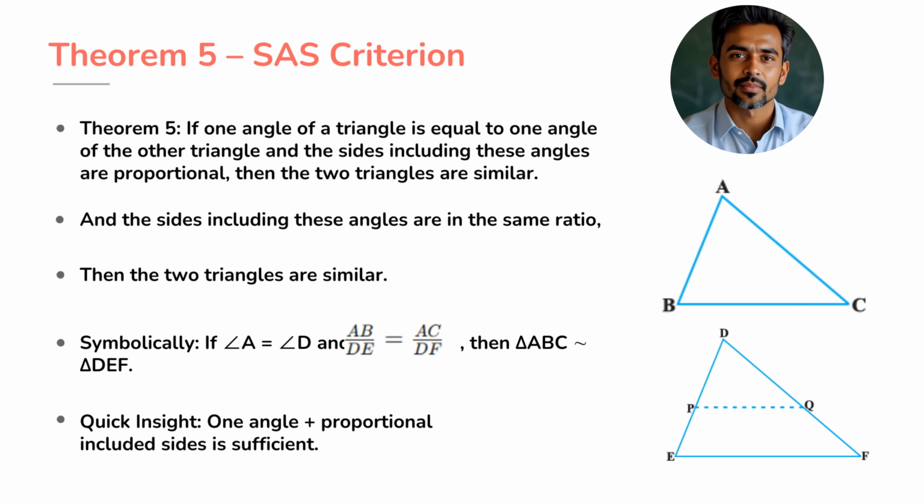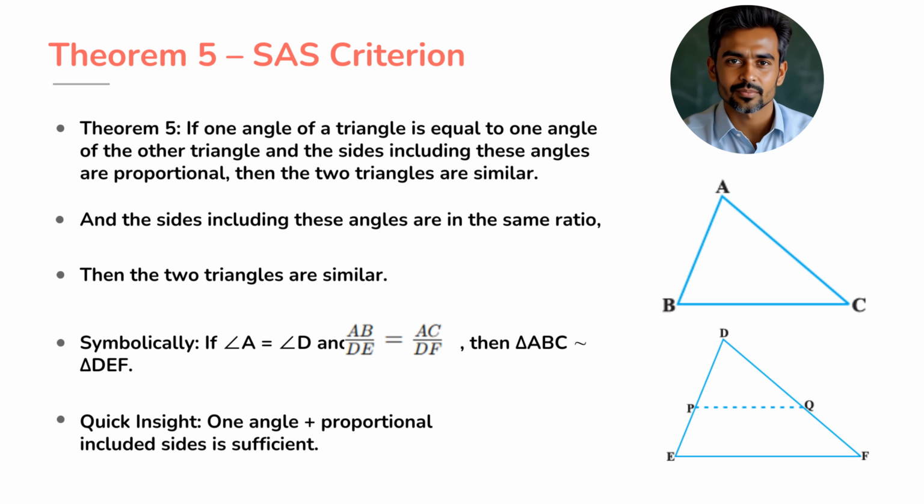Welcome. In this section, we are going to explore Theorem 5, also known as the SAS criterion. Have you ever wondered how we can prove that two triangles are similar by just comparing one angle and the sides that include it? Well, the SAS criterion gives us the answer. It tells us that if one angle of a triangle equals one angle of another triangle, and the sides including these angles are in the same proportion, then the two triangles are similar.